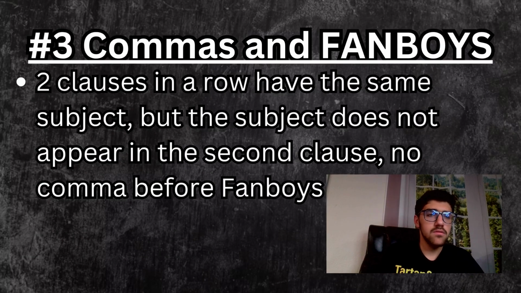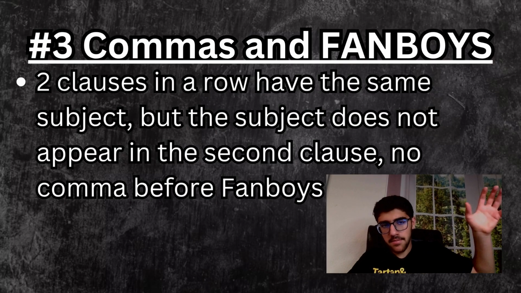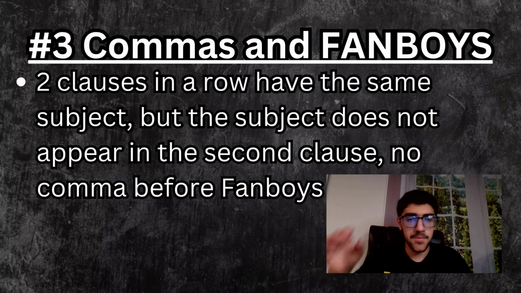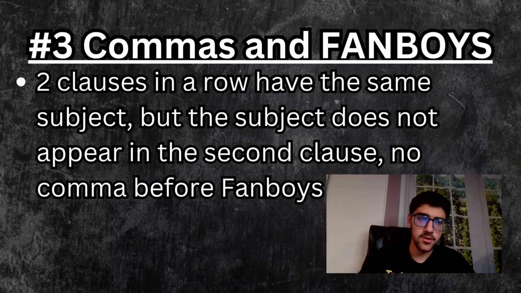The final rule about commas and fanboys is that when two clauses in a row have the same subject, so the first part is talking about London, let's say, and then the second part is talking about London, and the subject does not appear in the second clause, so London is not stated in the second part, no comma is used before a fanboys conjunction. That is the comma and fanboys rule.